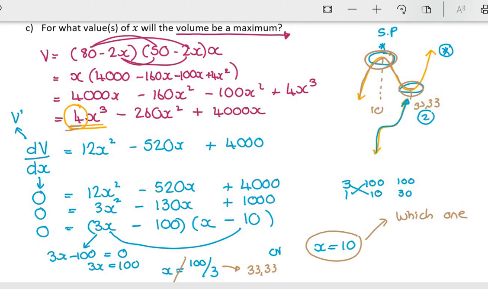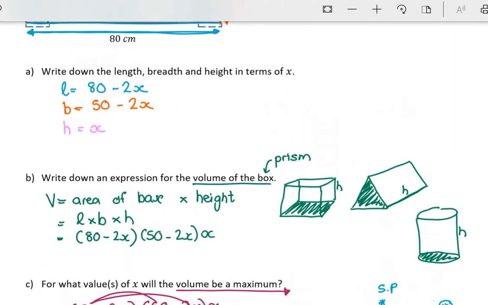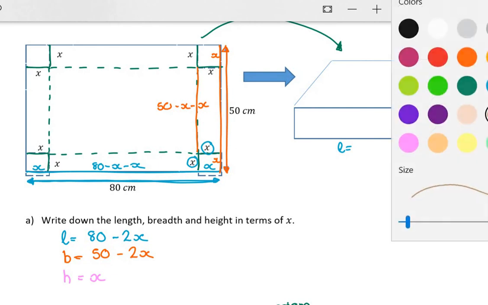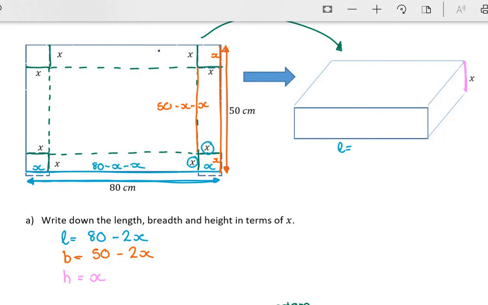Now, why doesn't 100 over 3 work? Well, if x was 33.33, could it be? Let's just look at this. If this was 33.33 and this was 33.33, what would the breadth be? Well, it would be 50 minus 33.33 minus 33.33. Now, that's like negative 16.66 or something. That's not at all possible. So there's always a solution that doesn't actually work in this situation.